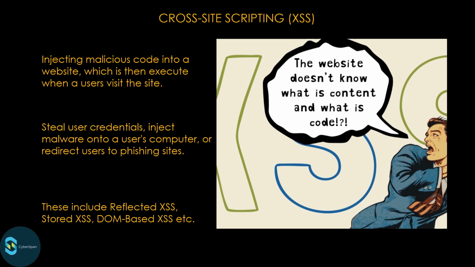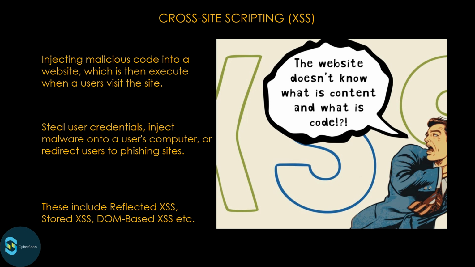As for the reflected cross-site scripting, this occurs when an attacker injects malicious code into a URL parameter, which is then reflected back to the user in the website's response page. For example, an attacker might send you a link that includes a malicious script in the URL parameter. When you click on the link, the script is executed on your browser, allowing the attacker to steal your cookies, login credentials, or other sensitive information.